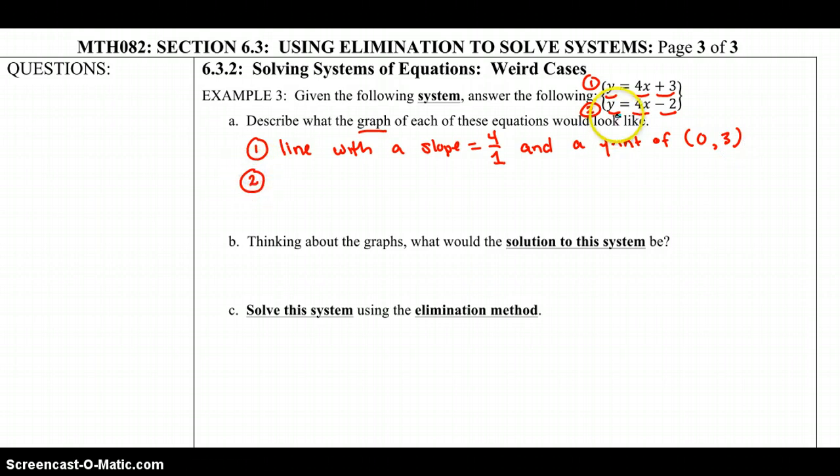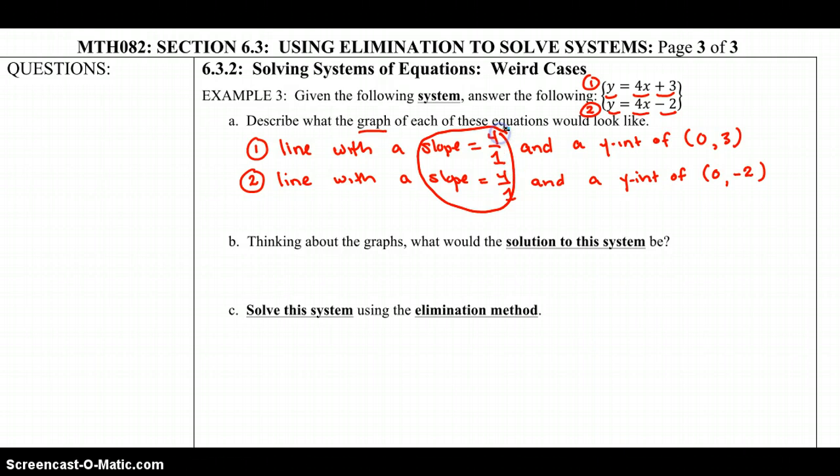Okay, our second equation also had just y terms, just x terms, and just constant terms. So again, it's a linear equation whose graph will be a line, and it's also in the y equals mx plus b form. So this is a line with a slope equal to 4 over 1 and a y-intercept. If we plug in x equals 0, we're going to get y equals negative 2. So we have two lines whose slopes are the same, but whose y-intercepts are different.